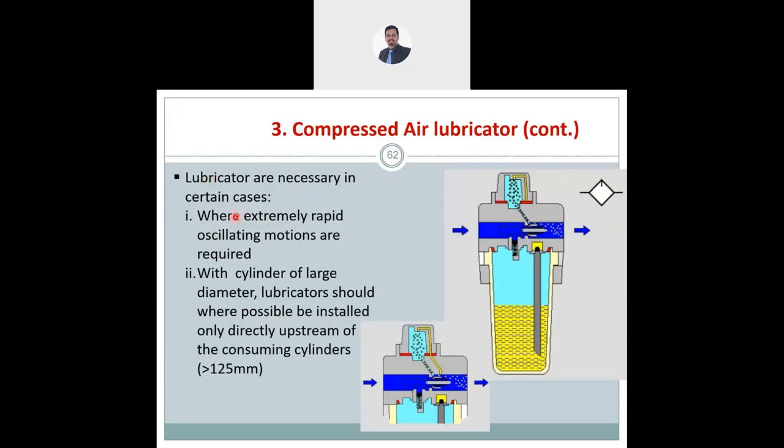So lubricators are necessary in certain cases, such as rapid oscillating motions. Even with a lot of movement, you need to put lubrication. With cylinders of large diameter, lubricators should, where possible, be installed only directly upstream of the consuming cylinder. You can see here, it's introducing the small droplets. So you put it upstream, at the supply starting place.